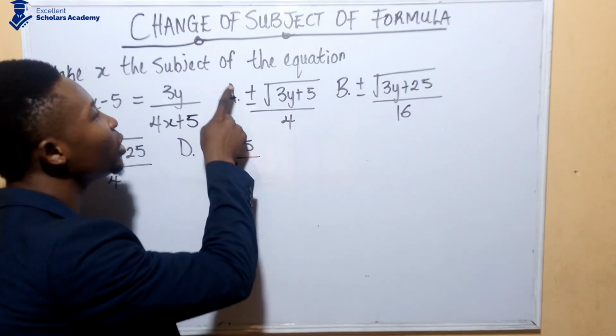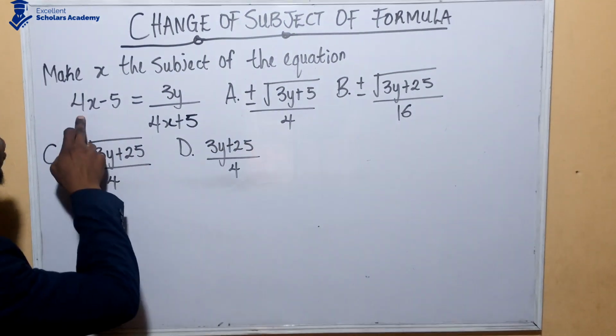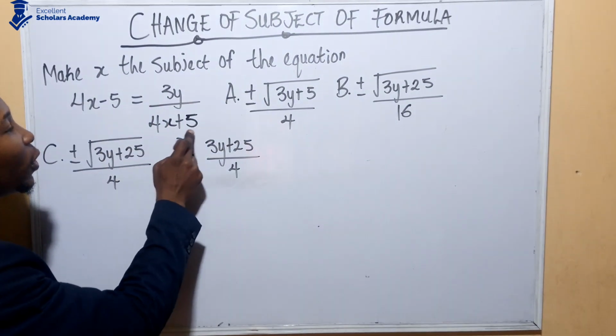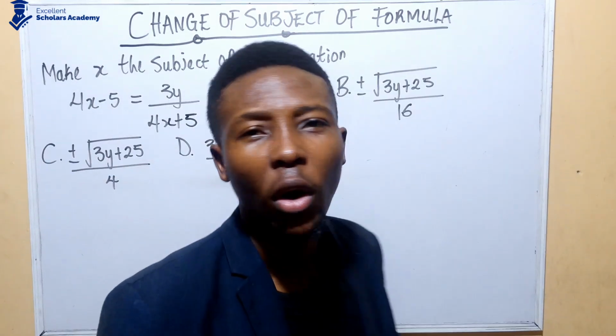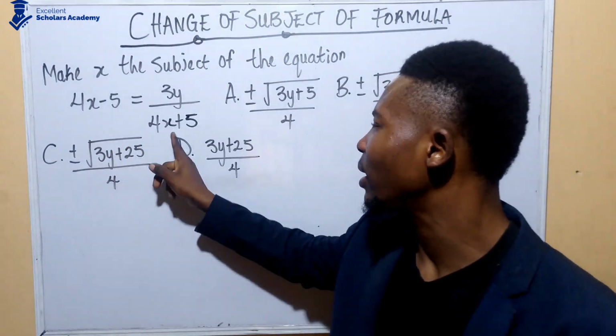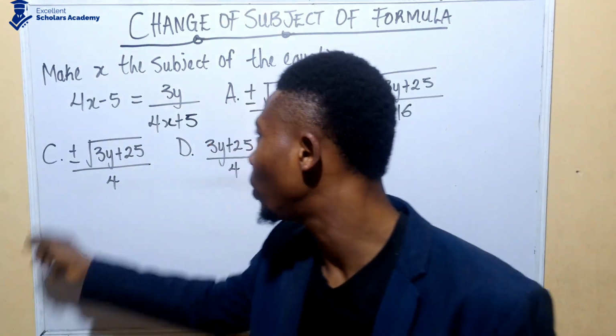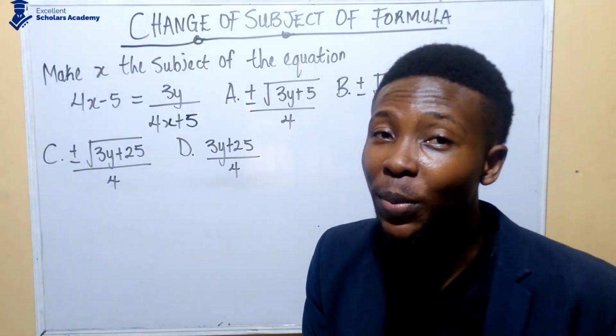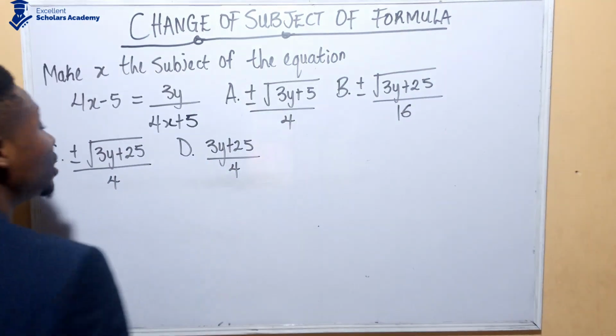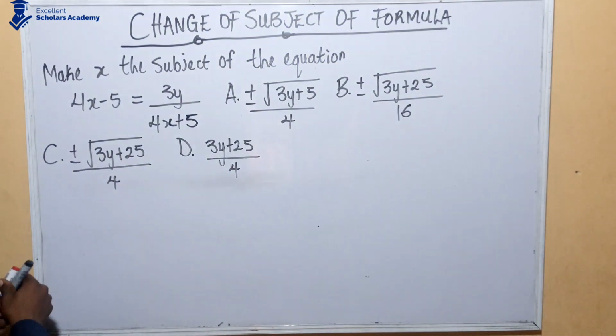Make x the subject of the formula of the equation: 4x minus 5 is equal to 3y over 4x plus 5. Now, of course, you are seeing x here and x here. You're like, how do I make x the subject of the formula when there's an x here and there's an x here? Now, do not be afraid. We're going to do just that. It's very easy.